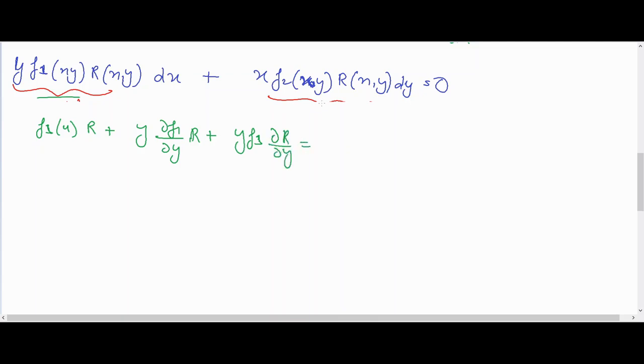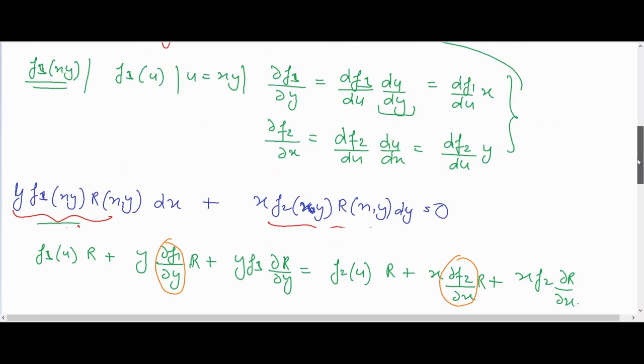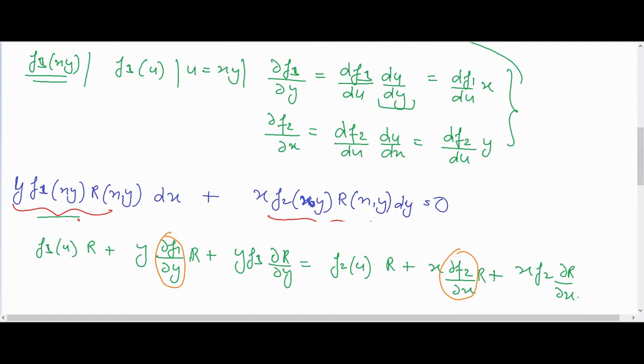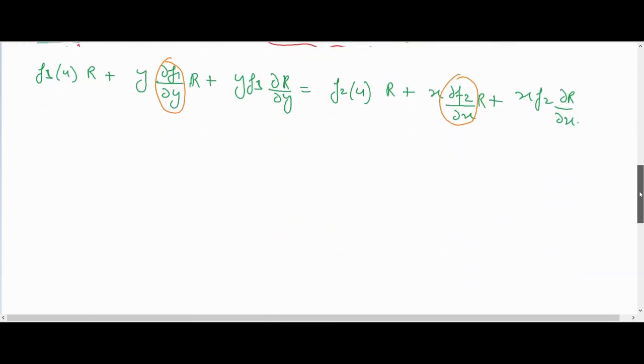And this should be equal to the derivative of N dash with respect to x. So this will again be quite similar to the left hand side: f2 times r plus x del f2 by del x times r, plus x f2 times del r by del x, right? Now we will use these things which we found earlier, del f1 by del y and del f2 by del x, right? Here we derived them. So del f1 by del y, this thing can be written as del f1 by del u times x, and similarly this can be written in this form. So let's write these down.